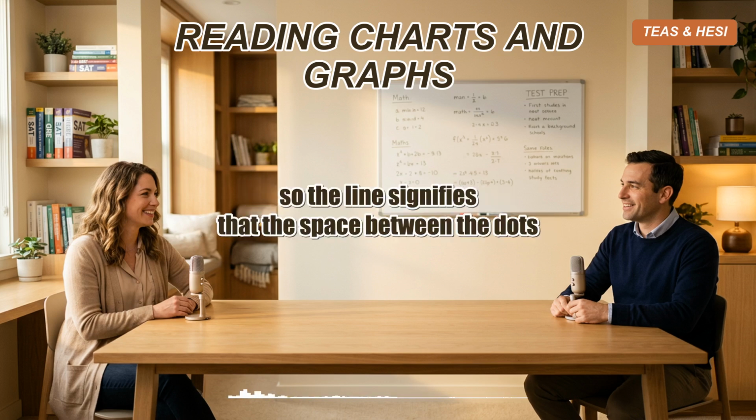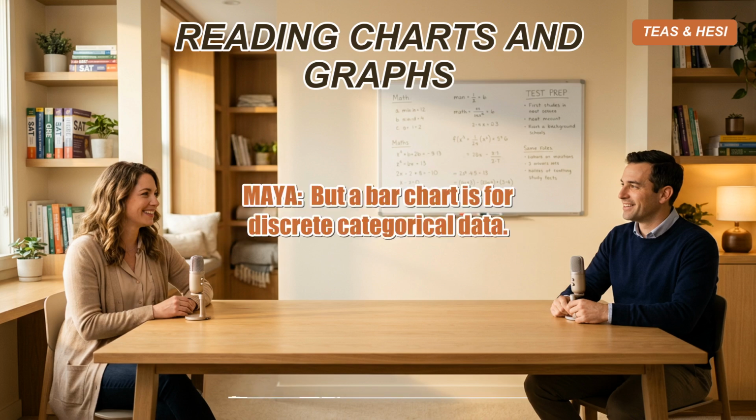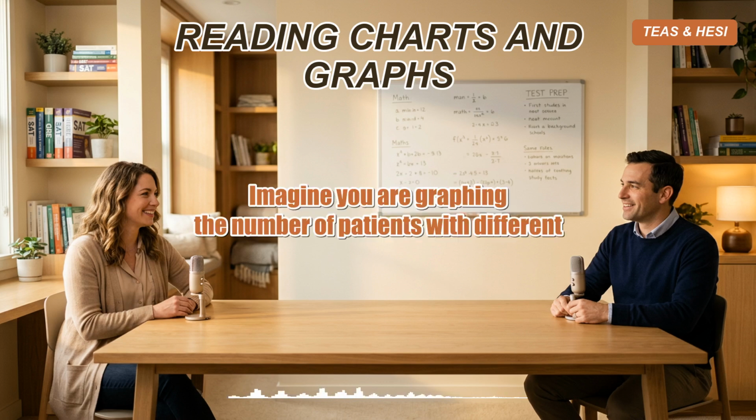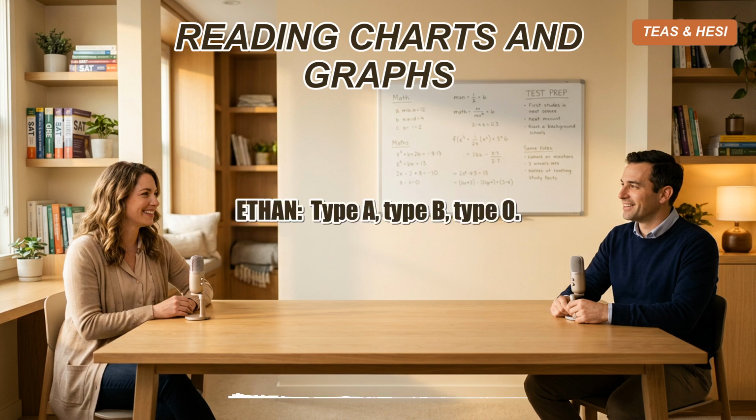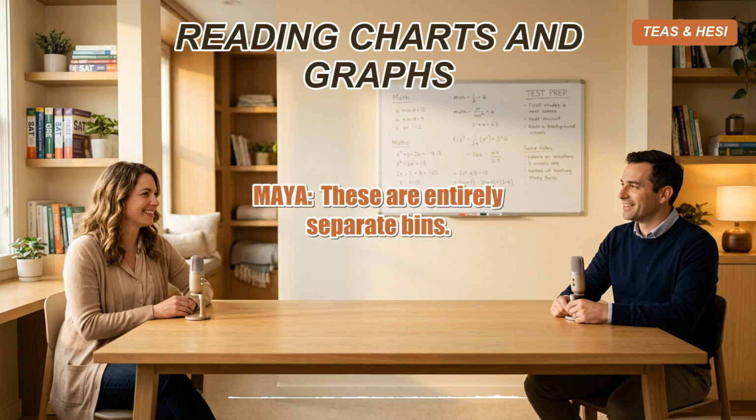Okay, so the line signifies that the space between the dots actually exists. Yes, but a bar chart is for discrete categorical data. Imagine you are graphing the number of patients with different blood types. Type A, type B, type O. Right, these are entirely separate bins.